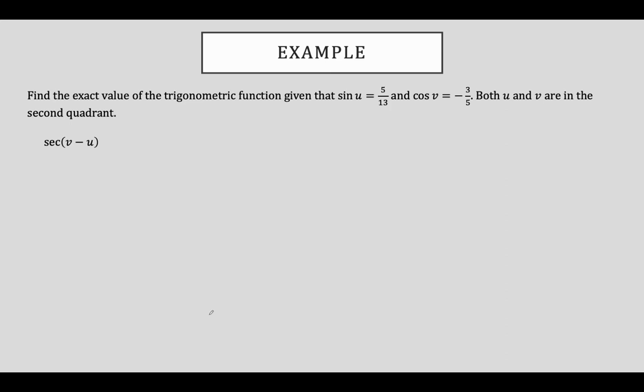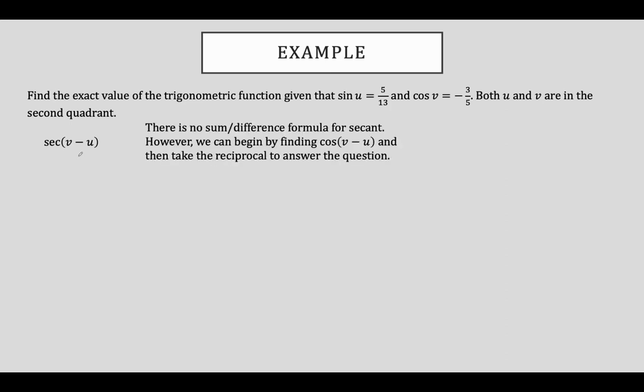Find the exact value of the trigonometric function given that sine u is 5 over 13 and cosine v is equal to negative 3/5. Both u and v are in the second quadrant in this case. Find the secant of v minus u. Now notice, this one is asking us to find the secant. There is no sum or difference formula for secant.